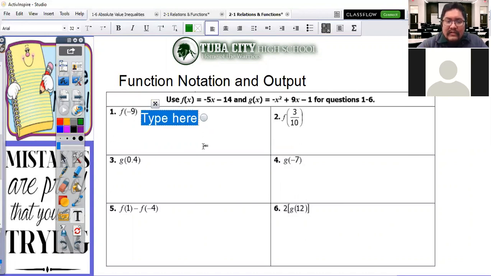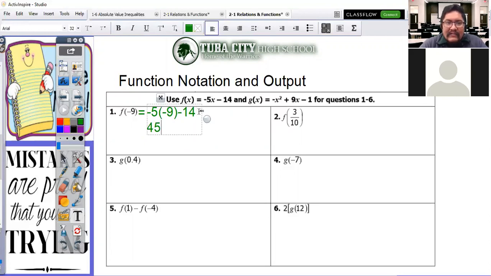Anyway, let's go ahead and do this one. So f of -9. So in this case here, we have f of -9 equals, and again, we got to use this function for f. So this is negative 5 times negative 9 minus 14. So there you go. I set it up using this function. I just replaced x with negative 9. And now I should be able to evaluate it.